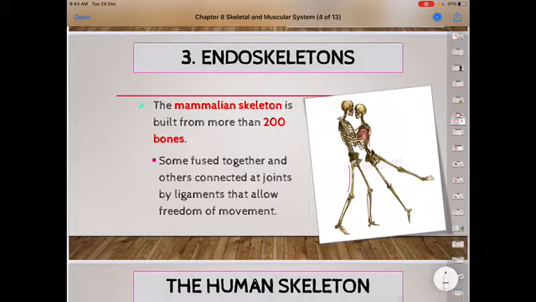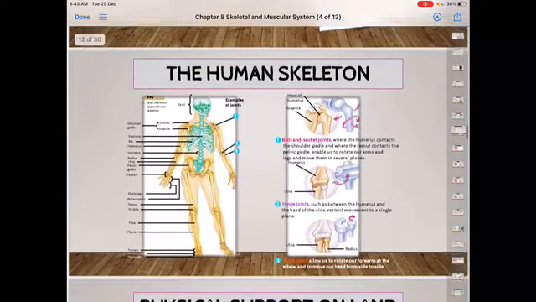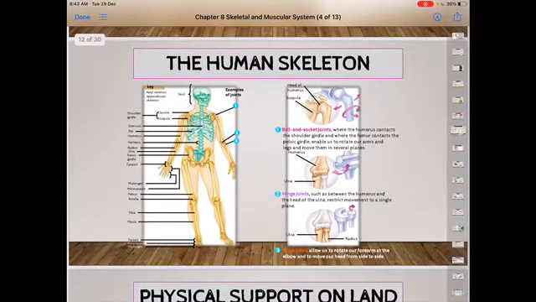So there are two parts in the vertebrate skeleton, the axial skeleton and appendicular skeleton. So this is the human skeleton.